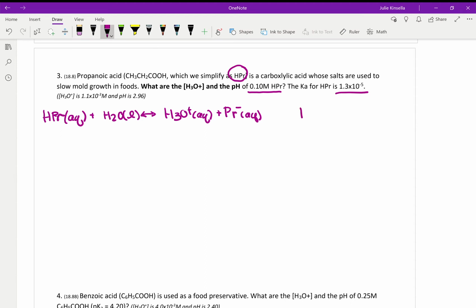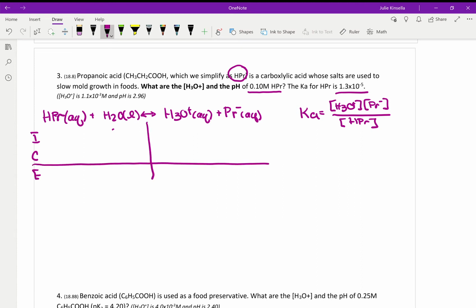We also have our Ka expression that we can go ahead and set up, which is the concentration of hydronium and the conjugate base, the products, over our reactants. Remember to leave out water, so we have HPR on the bottom. Just like before, we're going to use an ICE table to initially set this up: our initial, change, and then our equilibrium concentration. I can go ahead and take water out of this. Again, it is a pure liquid.